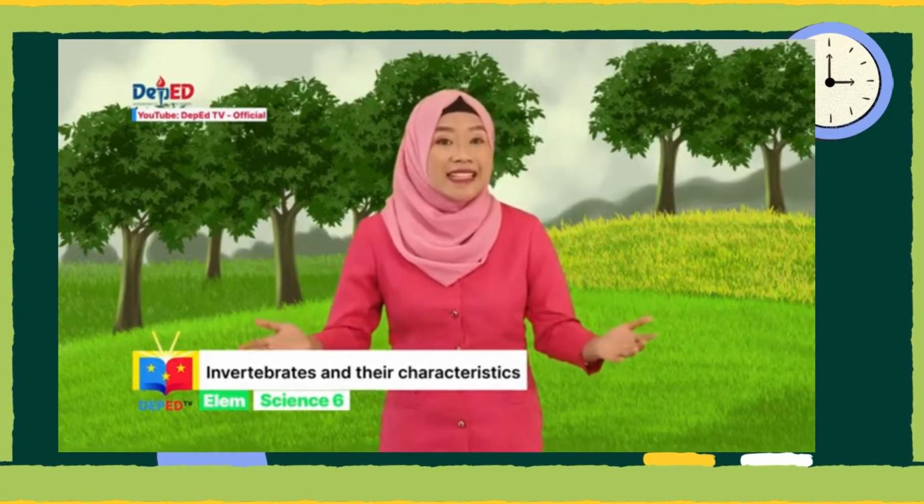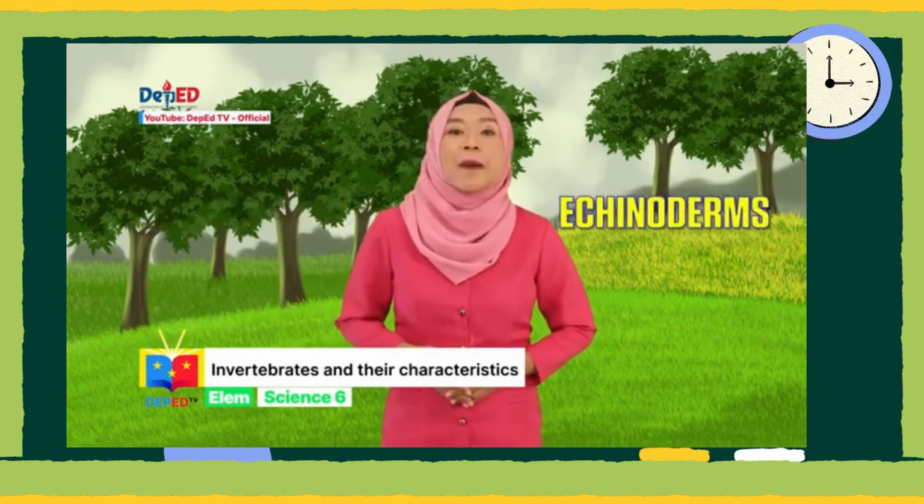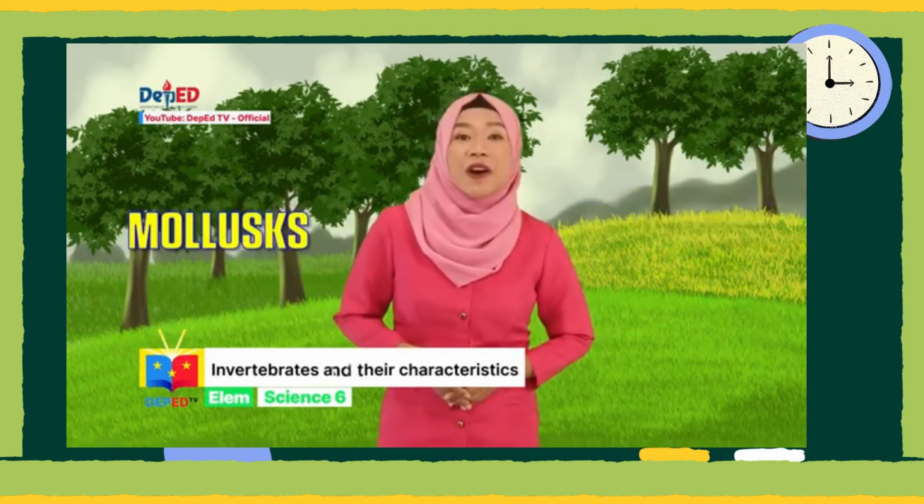Today, let's learn about invertebrates and their characteristics. In this episode, we shall learn more about arthropods, echinoderms, mollusks, and poriferans. Invertebrates are animals without backbone. They are simple animals and were believed to be the first set of animals that lived on Earth.